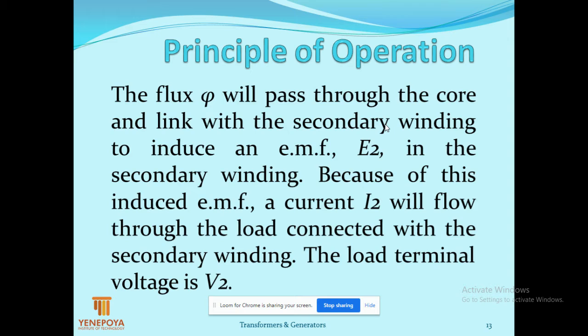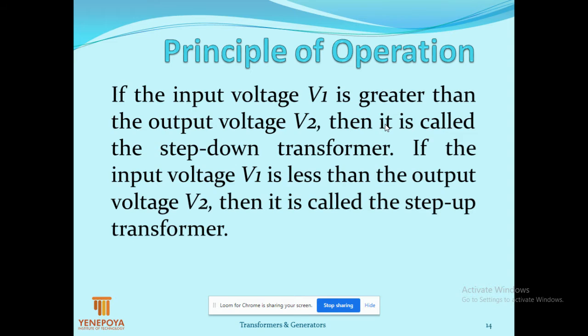Because of this induced EMF, a current I2 will flow through the load when it is connected on the secondary winding. The load terminal voltage is V2. That V2 is always less than E2, since we have I2 R2 and I2 X2 drops, where R2 and X2 are the resistance and reactance of the secondary winding. If the input voltage V1 is greater than the output voltage V2, then it is called a step down transformer, as we know. If the input voltage V1 is less than the output voltage, then it is called a step up transformer.